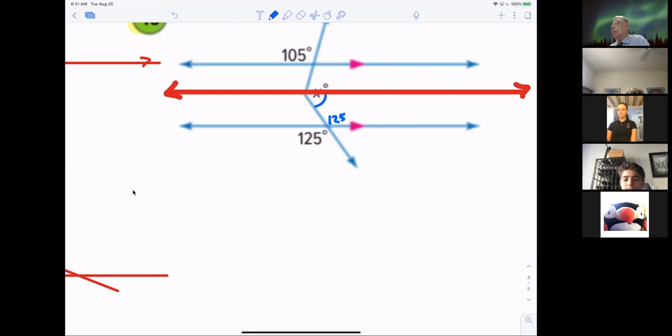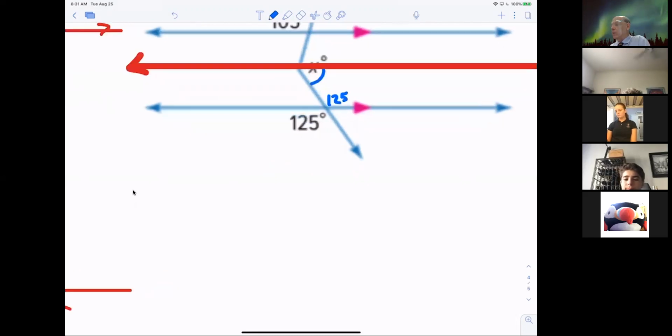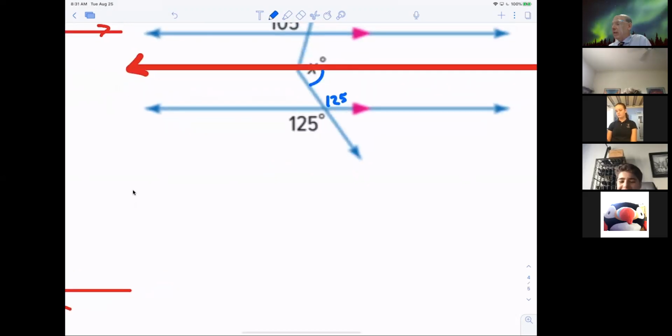Come on, be brave. Let's go. What's this angle right here? Tell me. 55. How did you know that? Right, because they are called what though? Yes, consecutive interior angles. Consecutive interior angles.